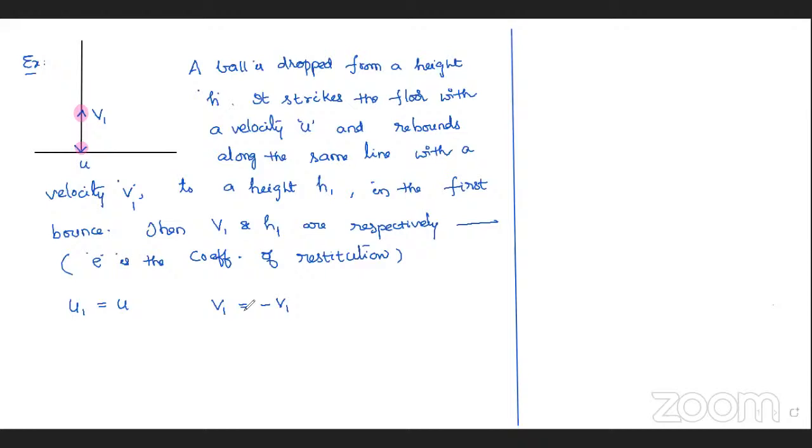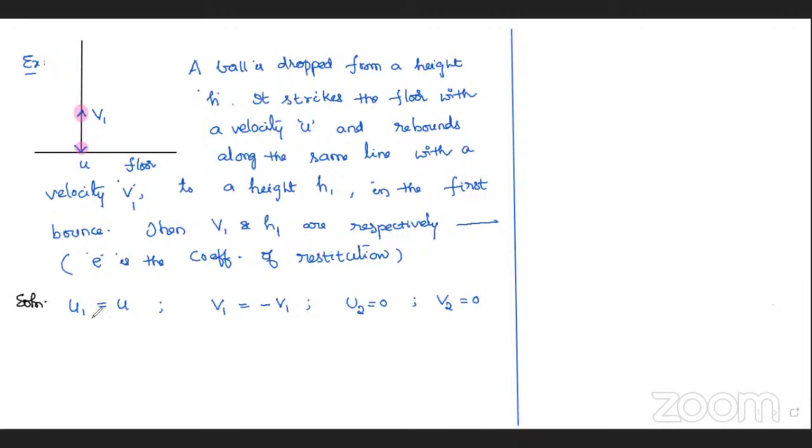Why I took the negative sign here: u and v1 are in opposite directions, so v1 is minus v1. Then the second body is the floor. Yesterday also we discussed that before and after striking, the floor is always at rest. So before striking, its velocity is 0. After striking also, its velocity is 0. Then what is the coefficient of restitution?